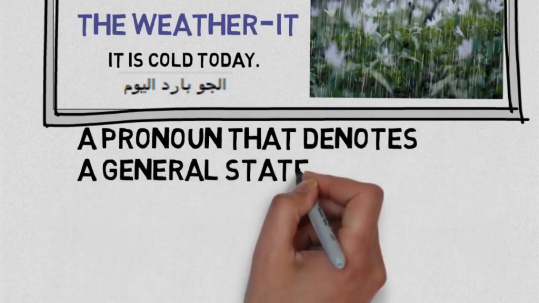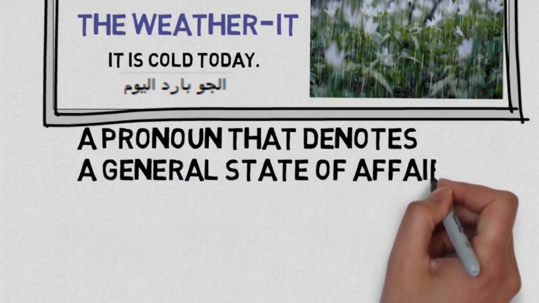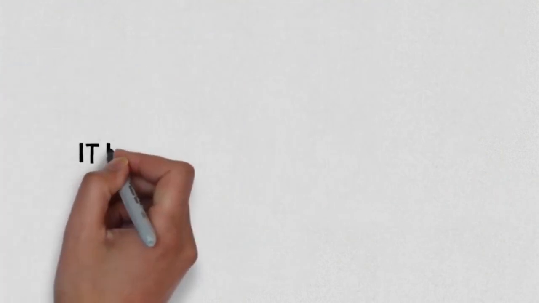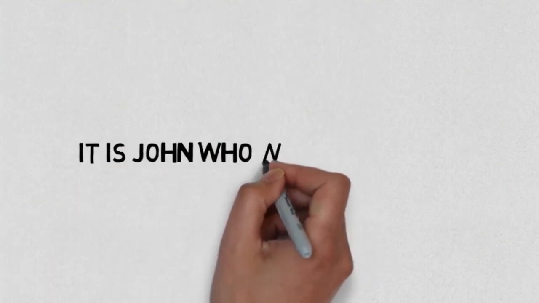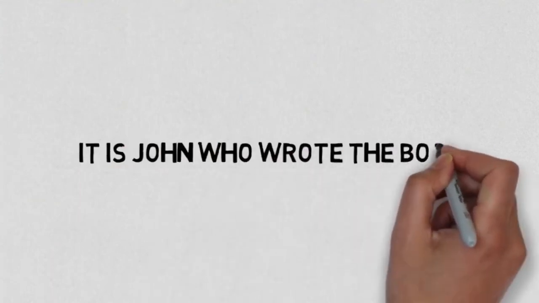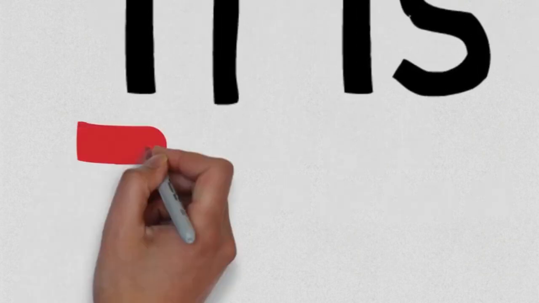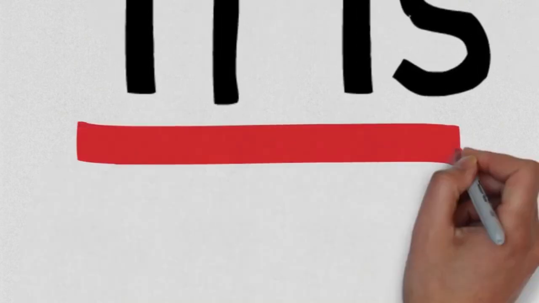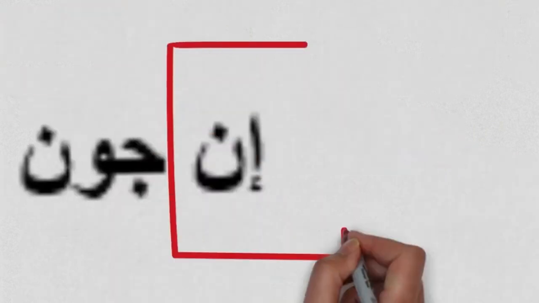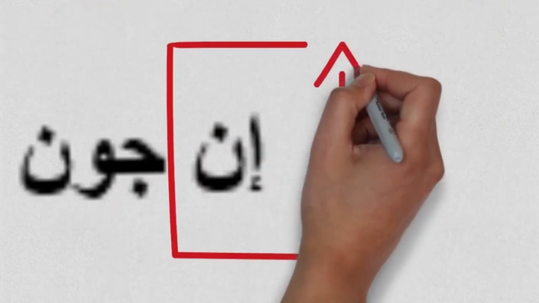The it cleft, or cleft structure, where the pronoun it doesn't function as a subject. For example, it's John who wrote the book. We can say إن جون كتب الكتاب or إن جون من كتب الكتاب. The main function of the pronoun it here in the English sentence is emphasis or exclusive reference that can be rendered into Arabic using the particle إن, as shown above.